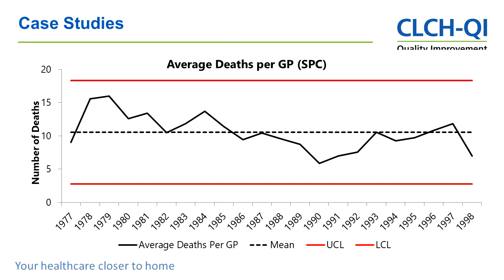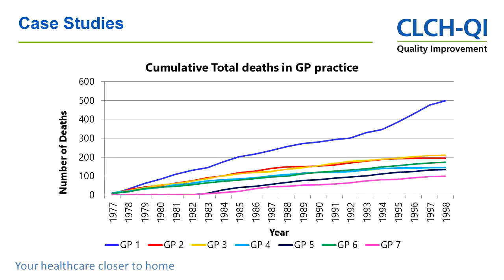There's no special cause variation present in this case. Now, the average data doesn't tell us enough detail, so perhaps it would be more helpful to plot this data by GP instead of as an average.